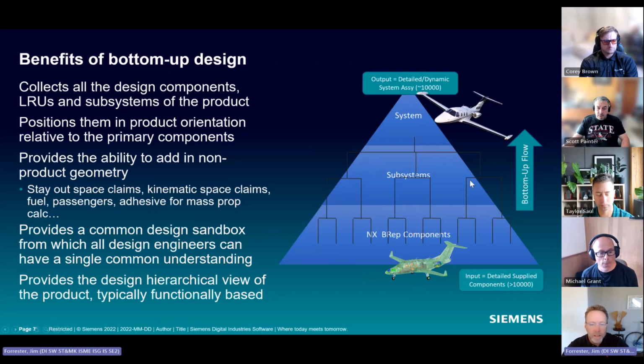And again, this is a design tool, design bottoms up. So you can also have stay out space claims, kinematic space claims, people. You could add in the adhesive so that you can do weight and CG of that. And it provides kind of a design sandbox for the entire team to see what the entire product is going to look like, and provides the design hierarchical view of the product, typically functionally based.